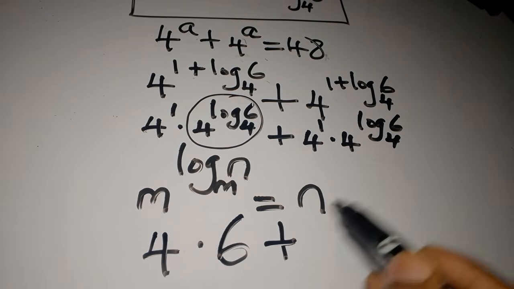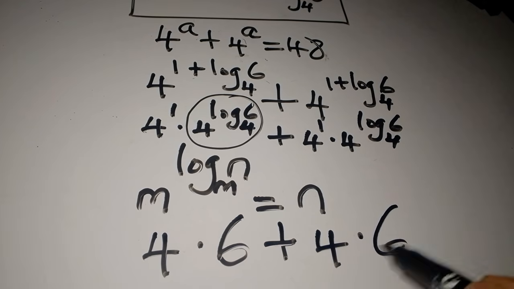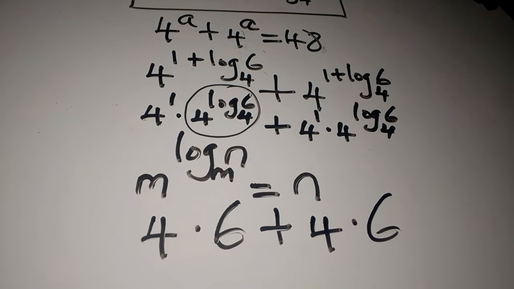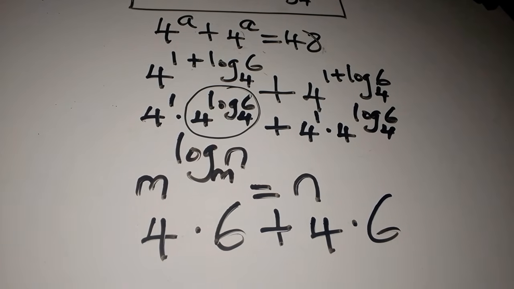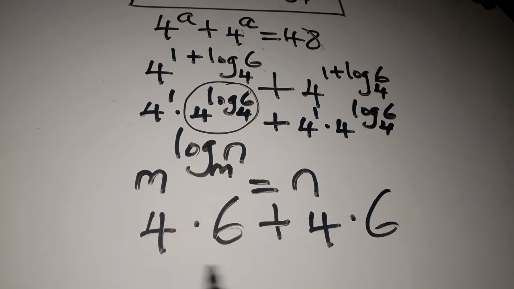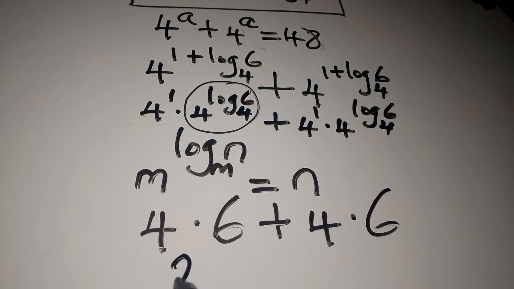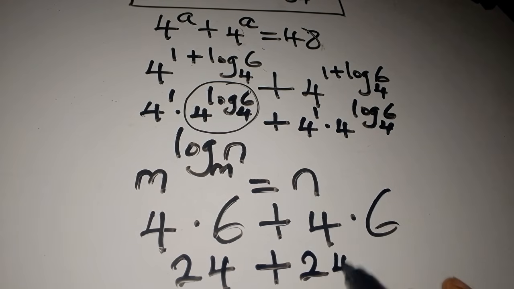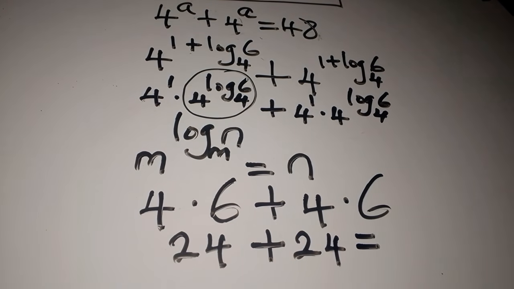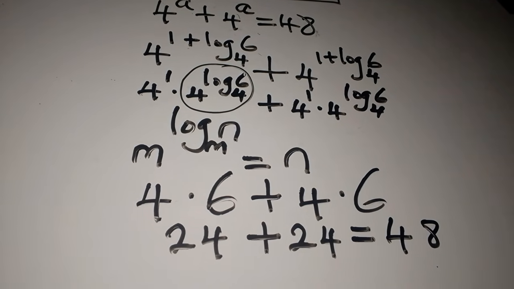Then plus the same thing in two places. So we have 4, then multiply by what? 6. Remember, if you're going to evaluate this, you should follow your BODMAS. It is multiplication before addition. So this is multiplication. 4 times 6 is 24. Then plus 4 times 6 again is 24. And 24 plus 24 will give us, what will that give us? 48, right?